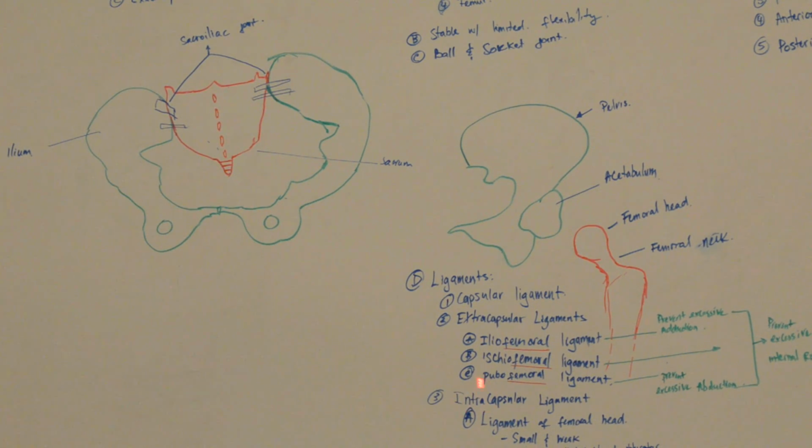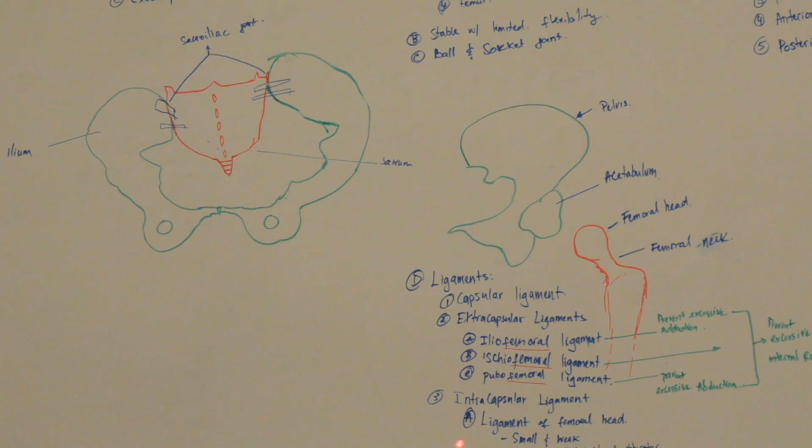The third one right here, the pubofemoral ligament, is the one that prevents excessive abduction. If you see the pubofemoral ligament, it's down here, and it attaches to the femur. So if you're trying to abduct the femur, then that would try to prevent it. It would try to adduct the femur in this direction right here.